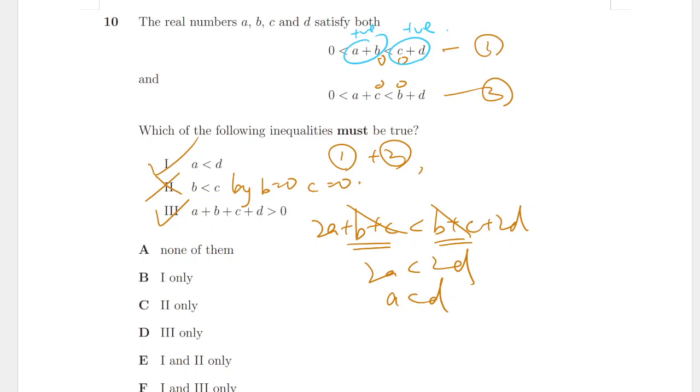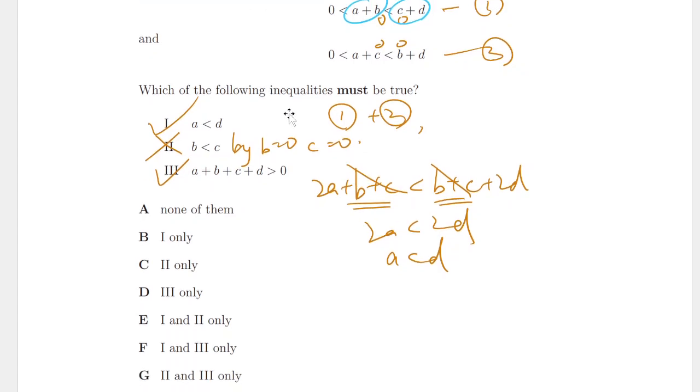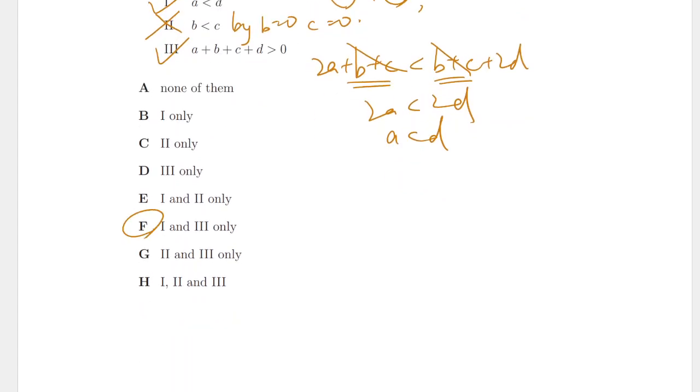Okay, so 1 and 3, what option is that? Let's see, 1 and 3 is option F. There we go.